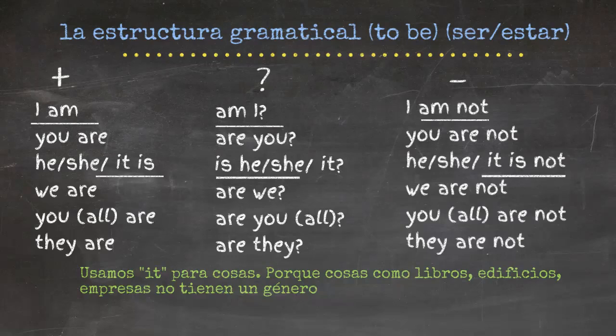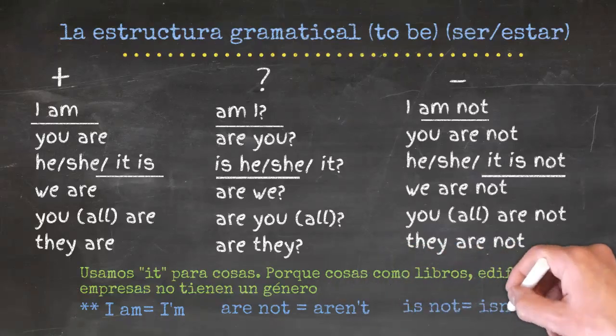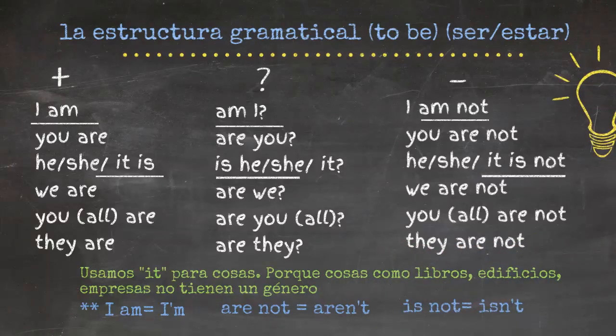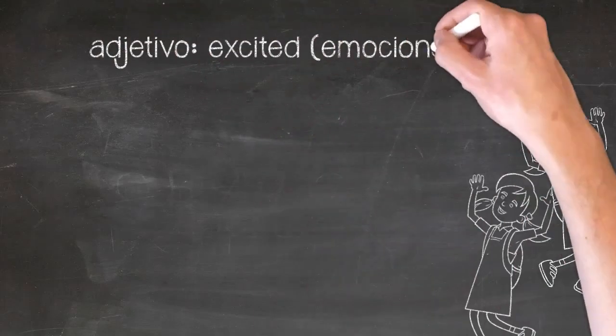También mira las formas cortas. I am se convierte en I'm, are not se convierte en aren't, is not se convierte en isn't. Vamos a ver algunos ejemplos.